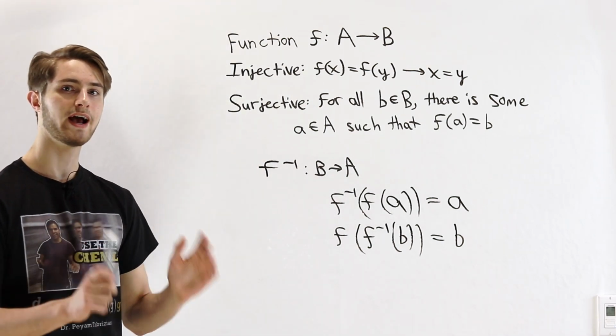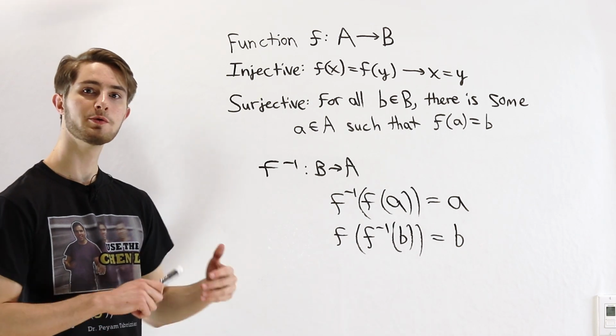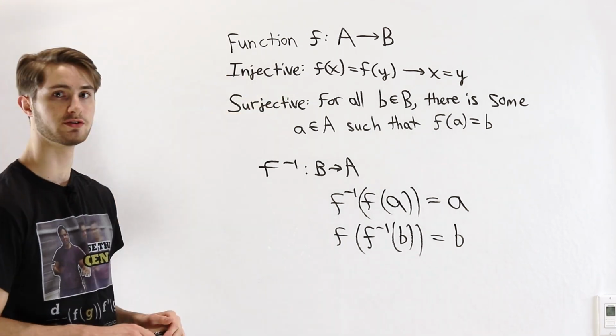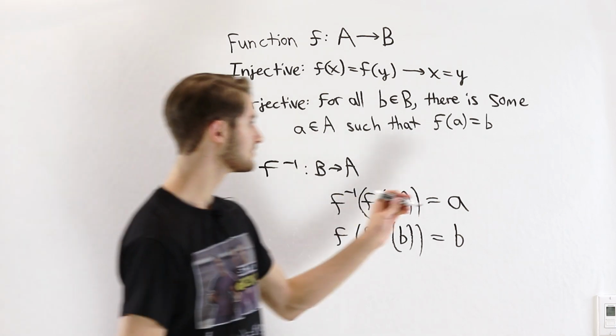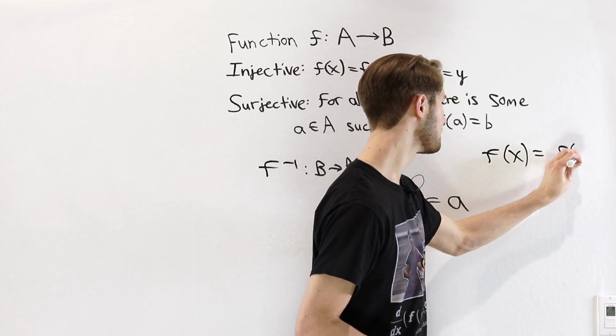So let's suppose we have some function f with a two-sided inverse. We want to show that means that f is bijective. So let's start with the condition for being injective. We start with supposing that f of x is equal to f of y.